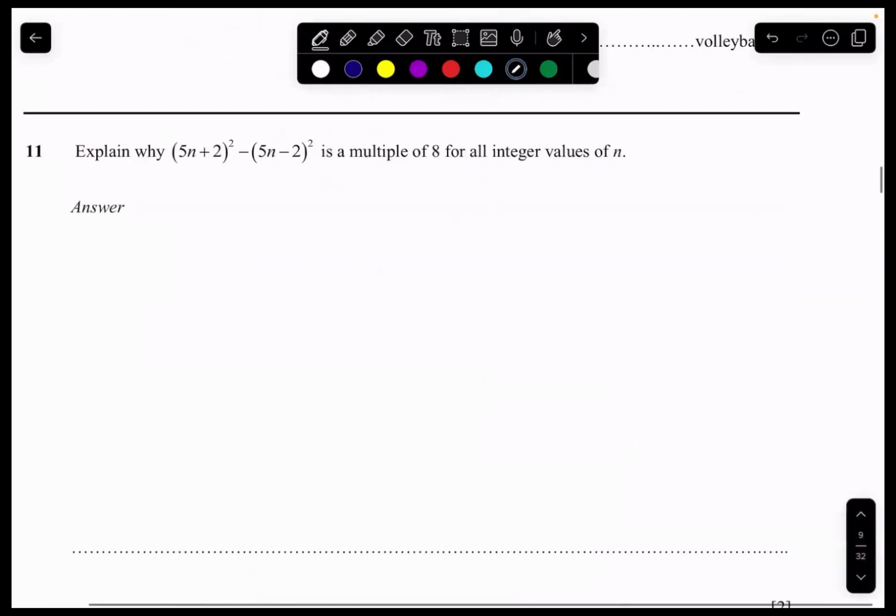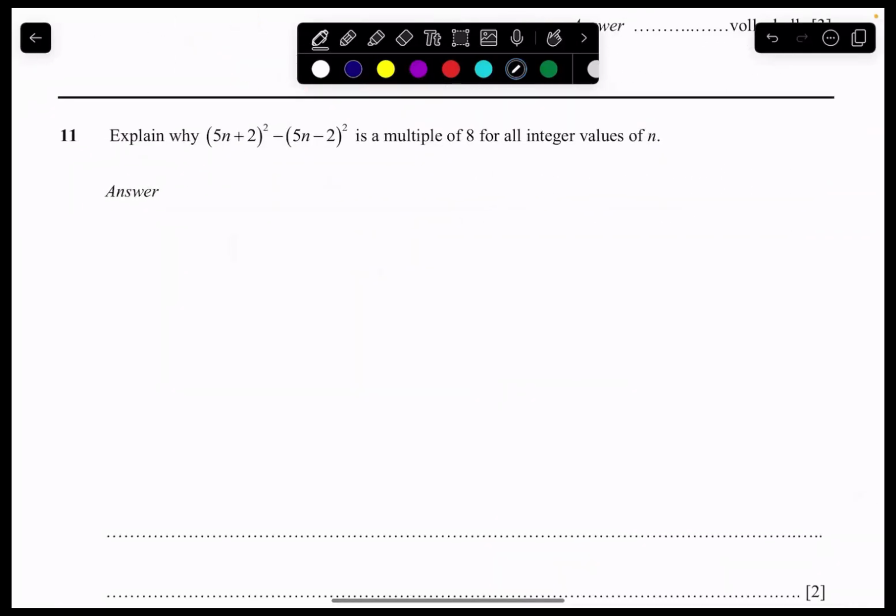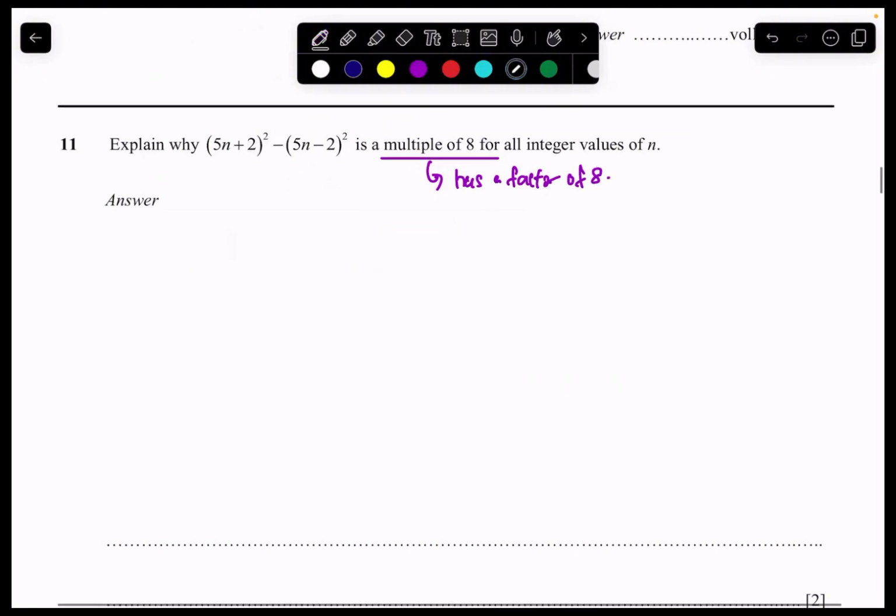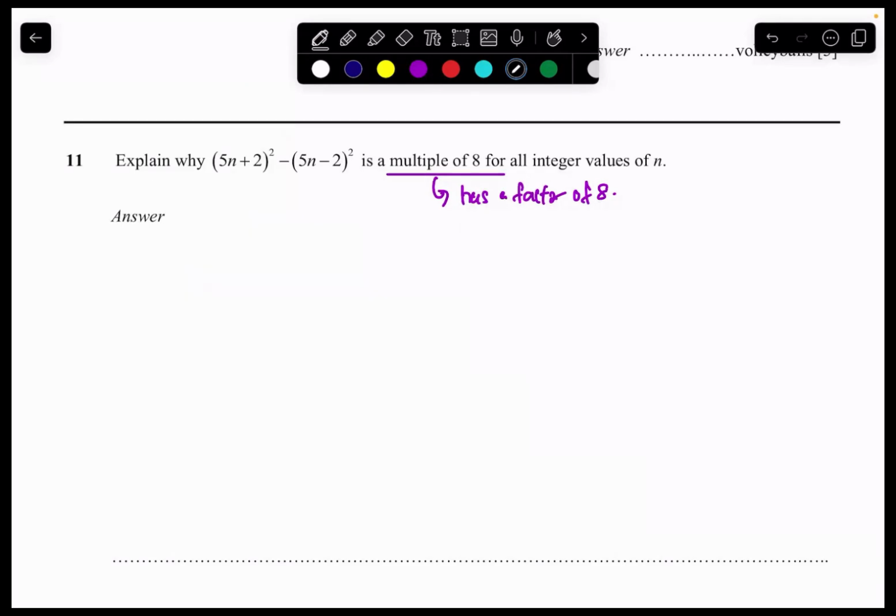Another one. Explain why (5n plus 2) squared minus (5n minus 2) squared is a multiple of 8 for all integer values. Since it's a multiple of 8, how do I prove it? I need to show that it has a factor of 8. Now let's take a look. You can expand both sides, that will be okay, but I have a better way of doing it. Maybe it's better, maybe it's not.